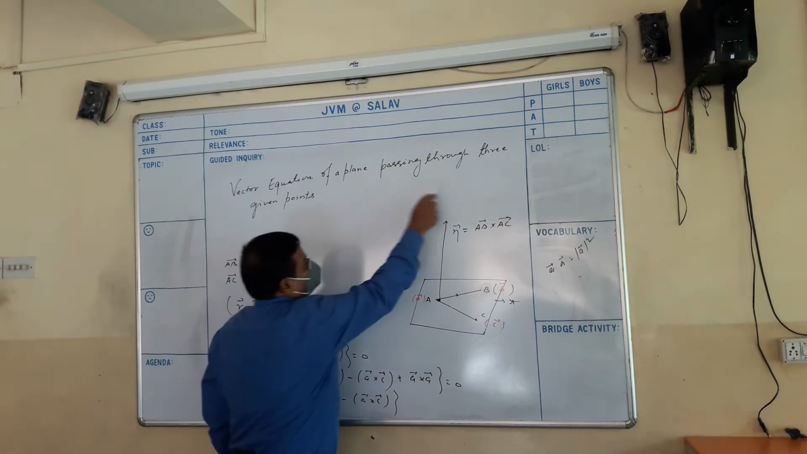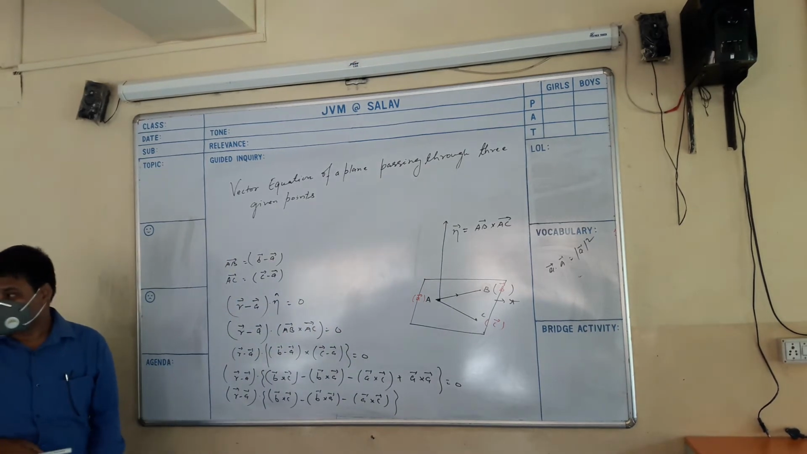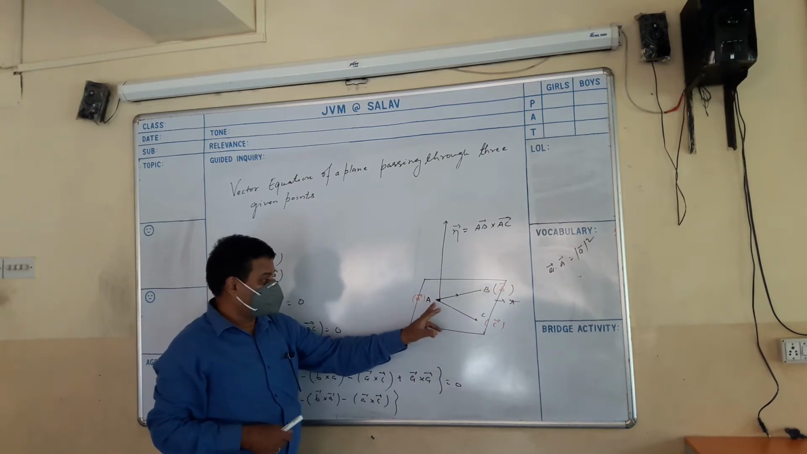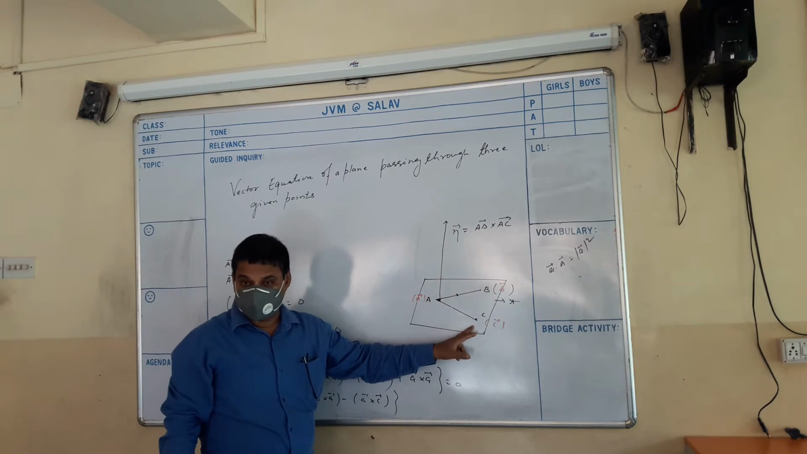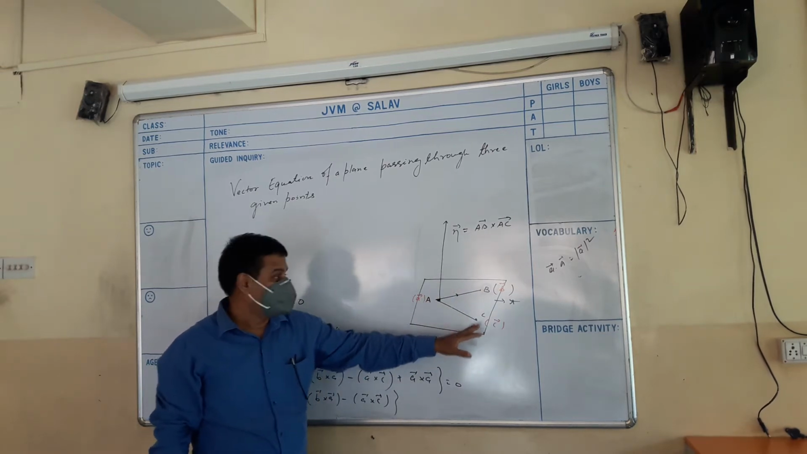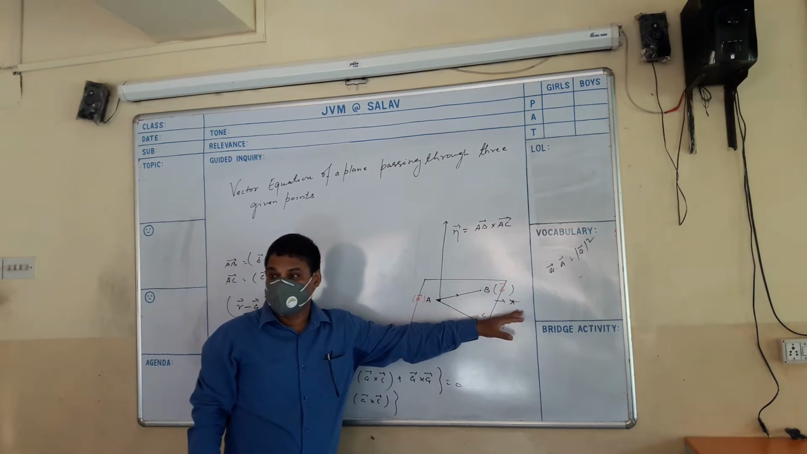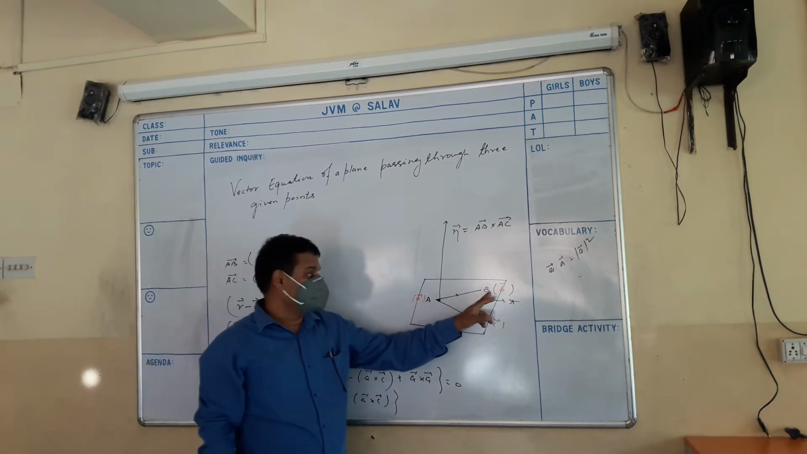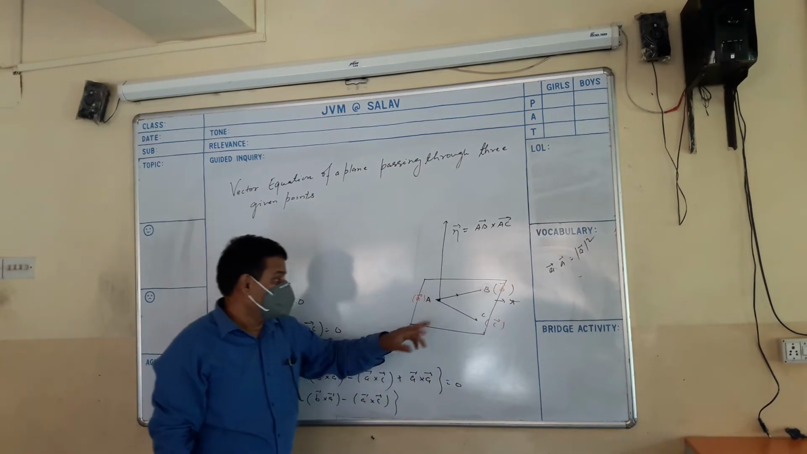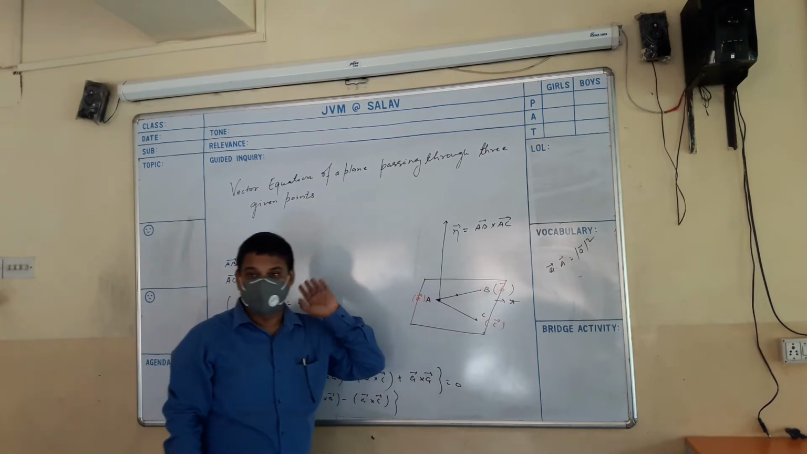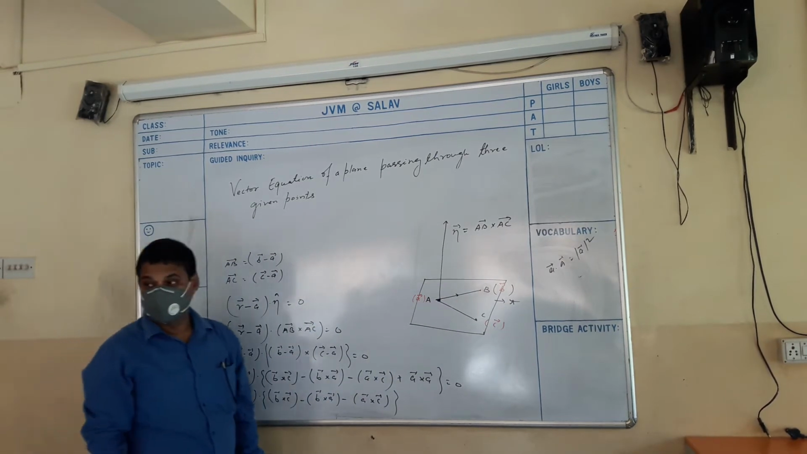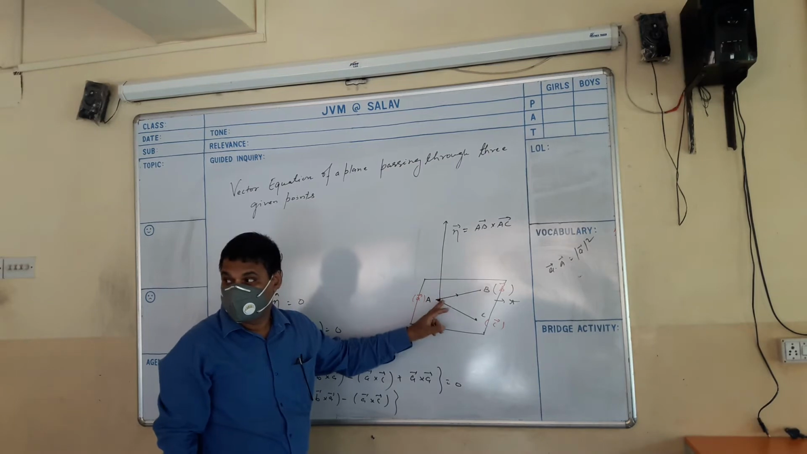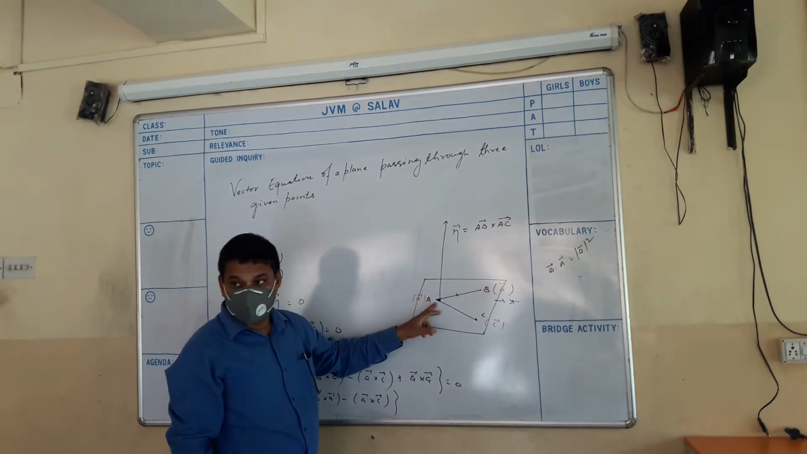Vector equation of a plane passing through three given points. So this is a plane, and three points A, B, and C lie on the plane. The position vector of A is vector A, the position vector of B is vector B, and the position vector of C is vector C. Clear? Now N is the normal, this is the normal vector.